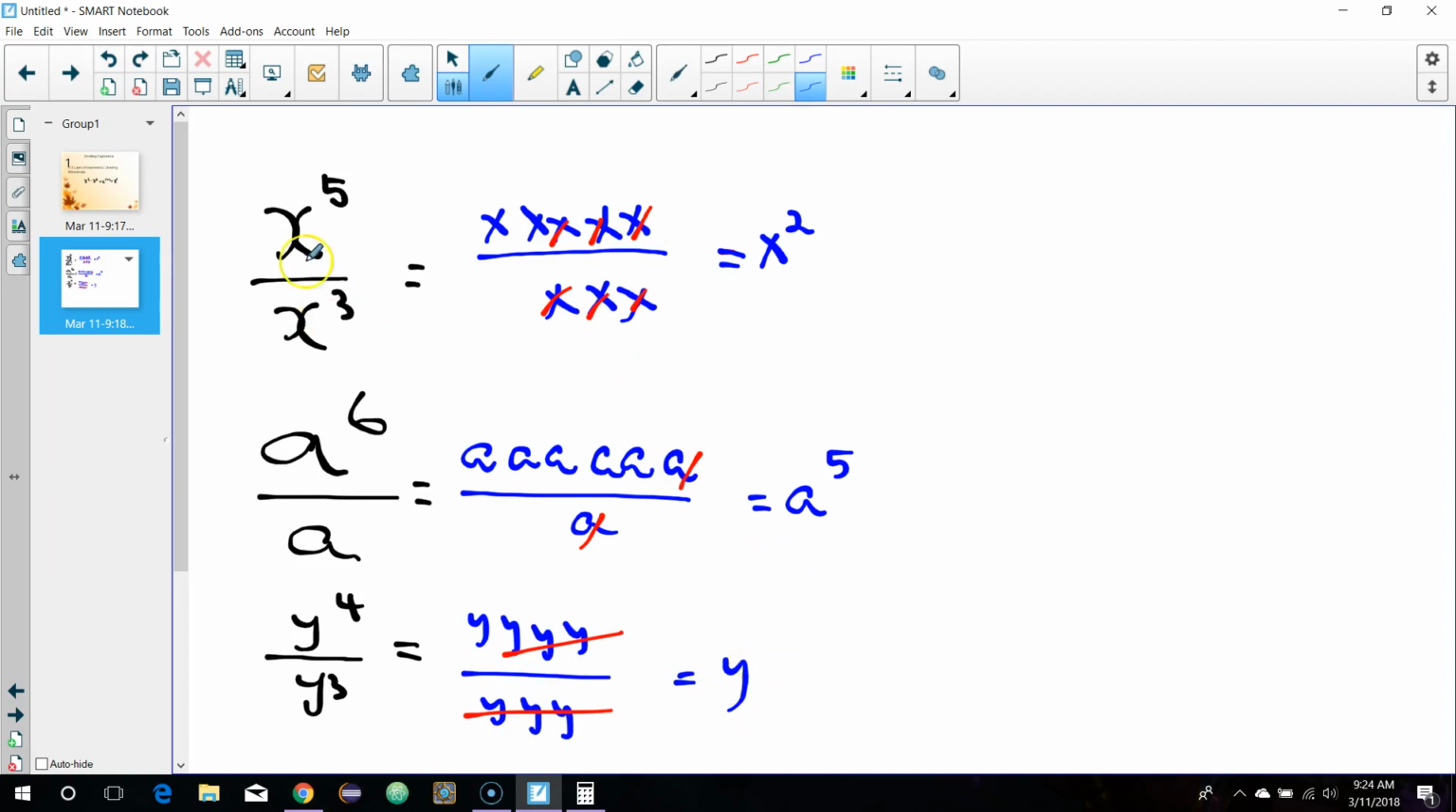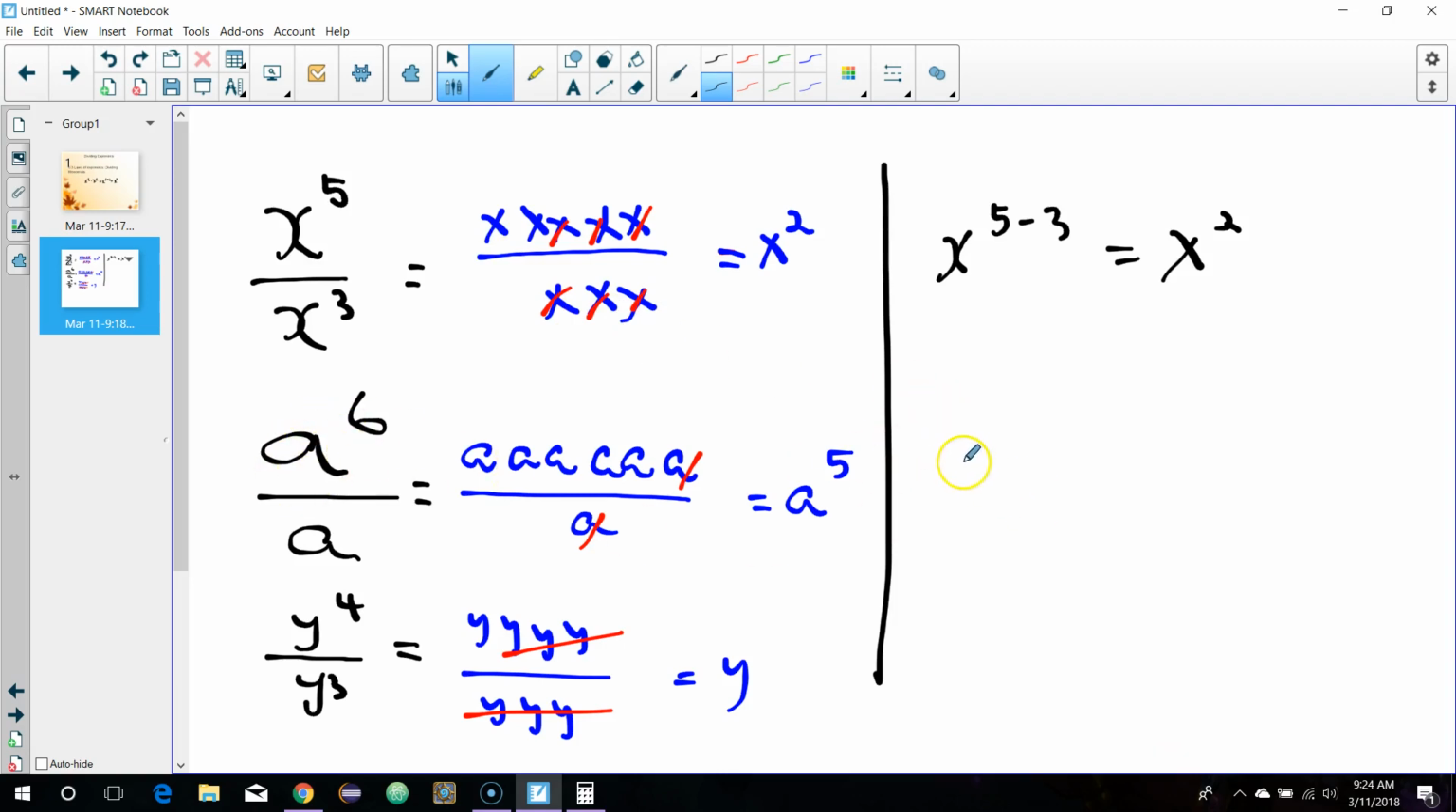Now, if we look at this, as I said, some of you may be able to guess in the beginning what happens if we do the division. x to the power 5 divided by x to the power 3 is x to the power of 5 minus 3. Therefore, we have x to the power of 2. So this agrees with whatever we did earlier. a to the power of 6 divided by a on its own, which is a to the power of 1.